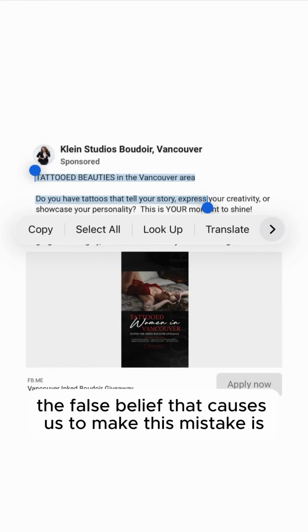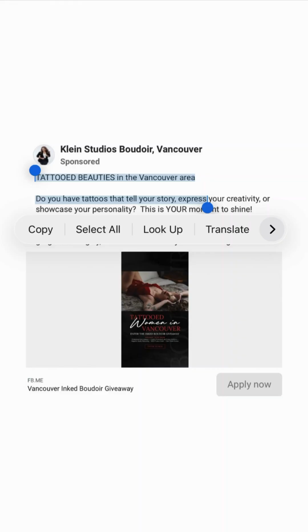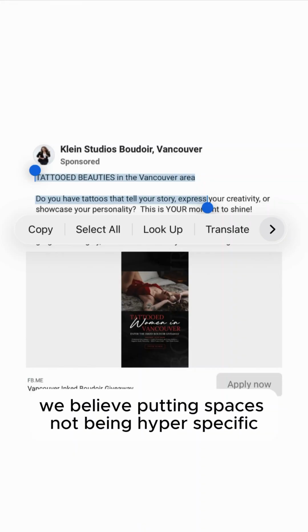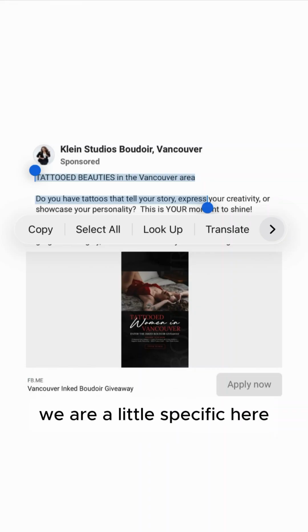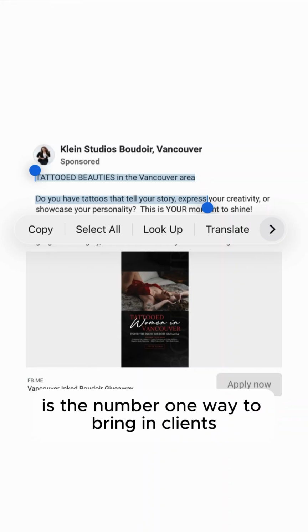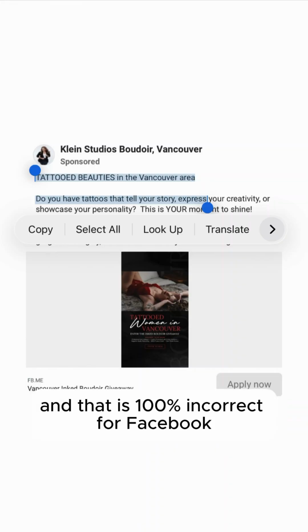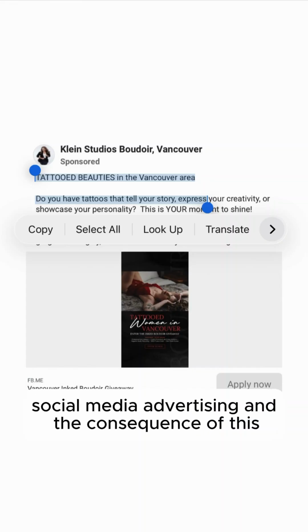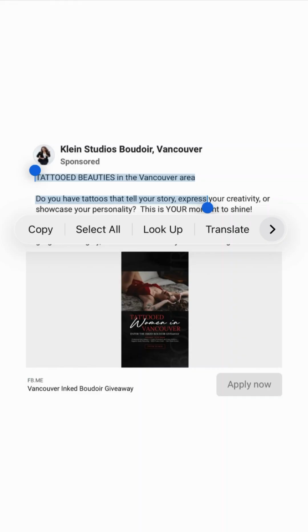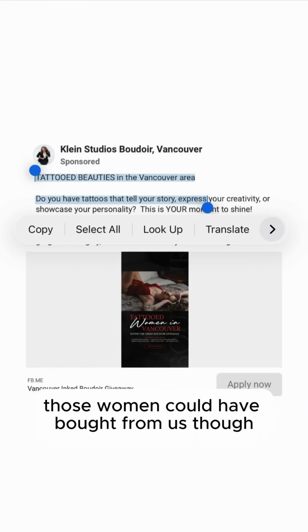The false belief that caused us to make this mistake is that we believe putting spaces, not being hyper specific, we are a little specific here, but not being hyper specific into who we're speaking to is the number one way to bring in clients. And that is 100% incorrect for Facebook social media advertising. And the consequence of this: way more women that could be the perfect fit for our ad are scrolling right on by. Our ad is never entering their brain. Those women could have bought from us though.